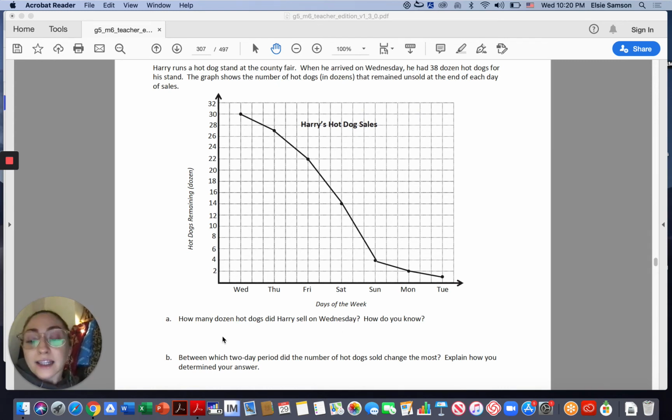Okay, let's look at A. How many dozen hot dogs did Harry sell on Wednesday? How do you know? So take a moment. Now that we understand how this graph is communicating this, look at Wednesday, look at the information it gives you, look at how much he started with, and think about how many dozen hot dogs Harry sold. And let's give your answer. Let's see if you get the same answer as what we're about to go over.